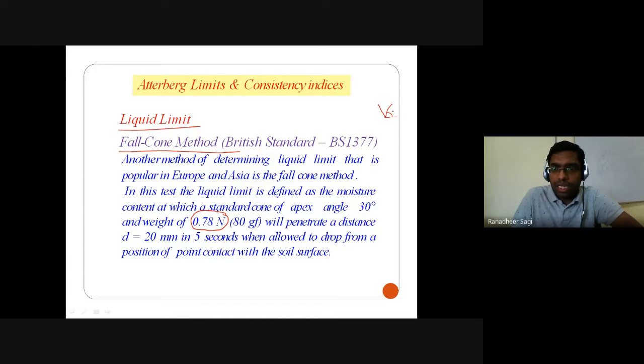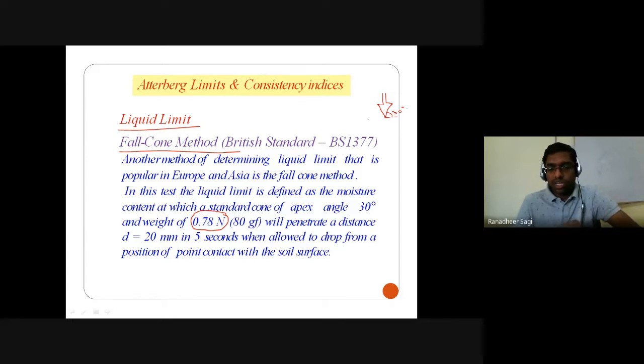How much angle is it making? This angle is 30 degrees. So the apex angle of that cone is 30 degrees, and it's a standard cone where the weight of that standard cone is 0.78 newtons. This particular cone is allowed to pass through your soil in which you are required to determine the liquid limit value.